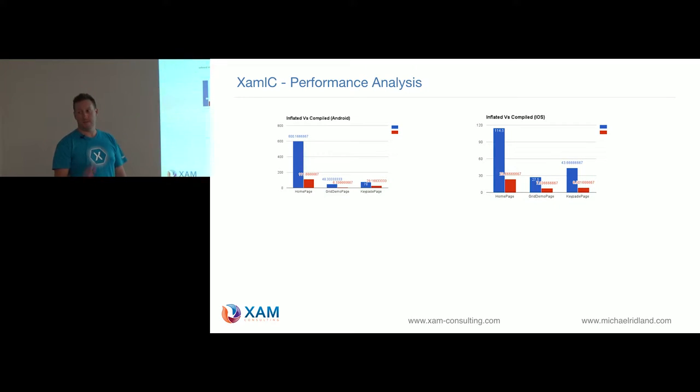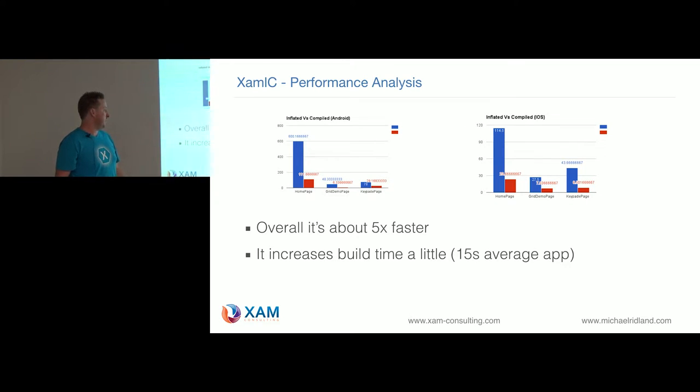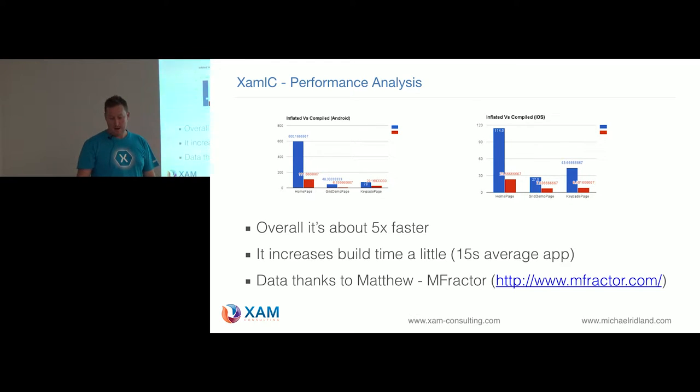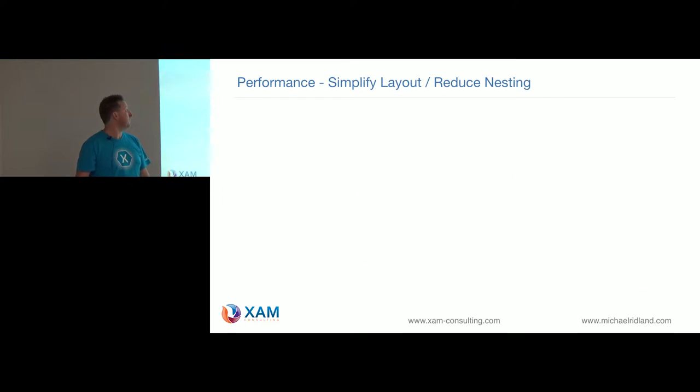We've done some metrics that Matthew from MFractor has kindly put together for us. And we found that it's about 5 times faster. So when it's done at runtime, you can see here, it's about 600. Down here, it's about 20% of the speed. So it's about 5 times faster on average. But it does increase the build time a little, about 15 seconds per app. And as I said, the data is thanks to Matthew, who you'll see soon.